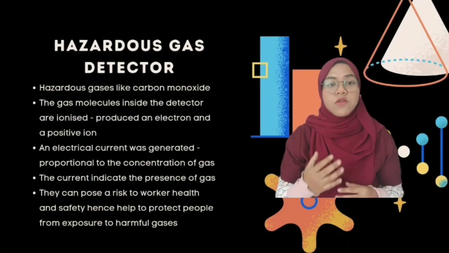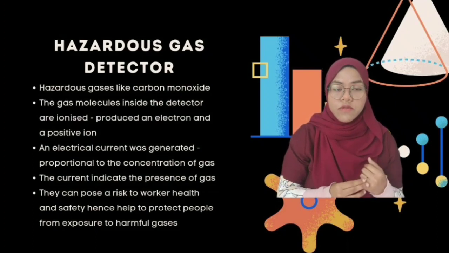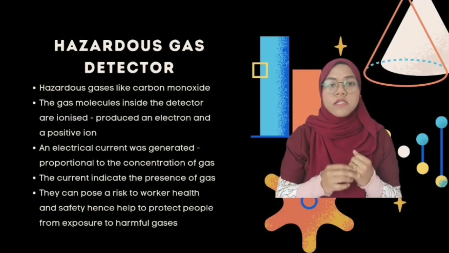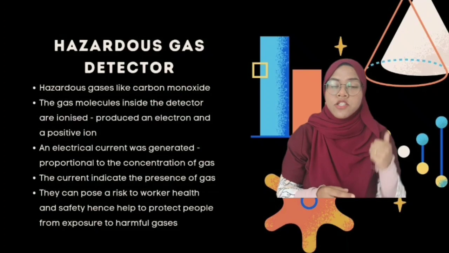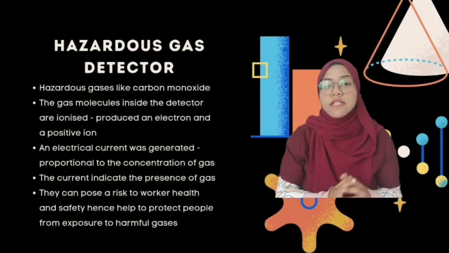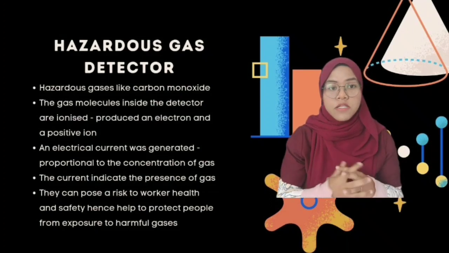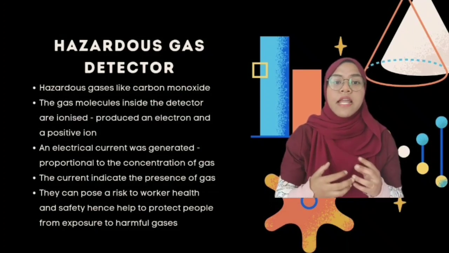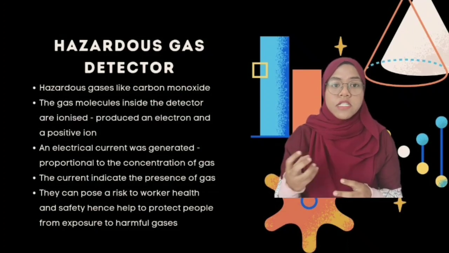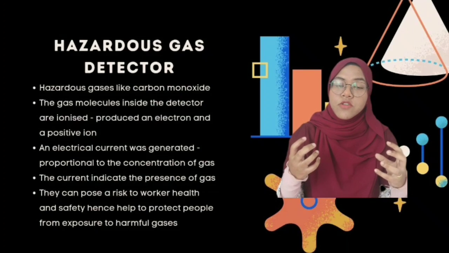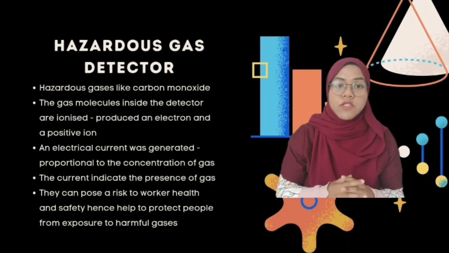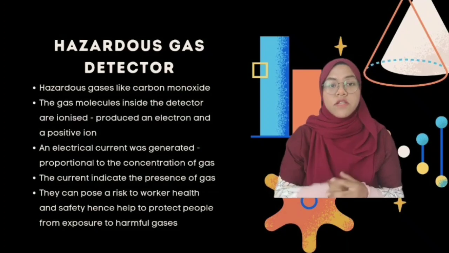To make the detector work, the gas molecules inside the detector are ionized, which results in the production of an electron and a positive ion. Electrodes in the detector then gather these charged particles, generating an electrical current. The strength of the electrical current is proportional to the concentration of the gas in the air. This current can then be used to indicate the presence of the gas.